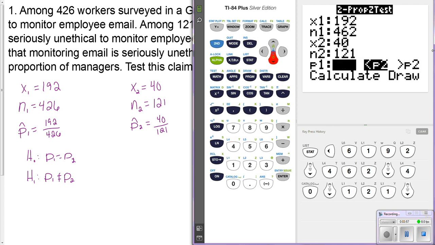And make sure that your test matches. We're doing a two-tailed test, so select this first one here.